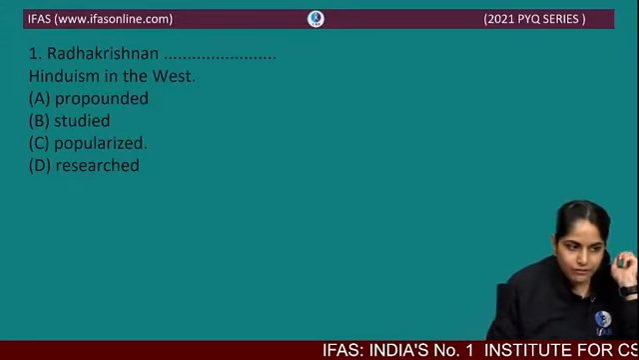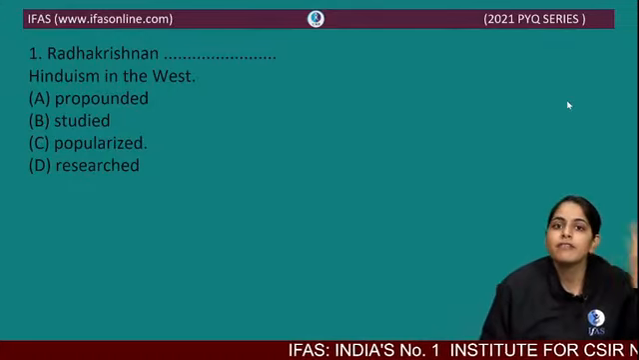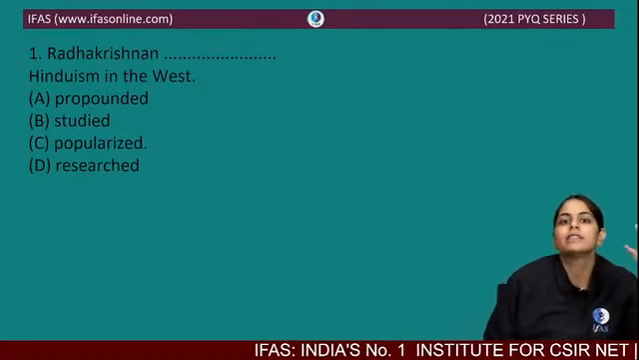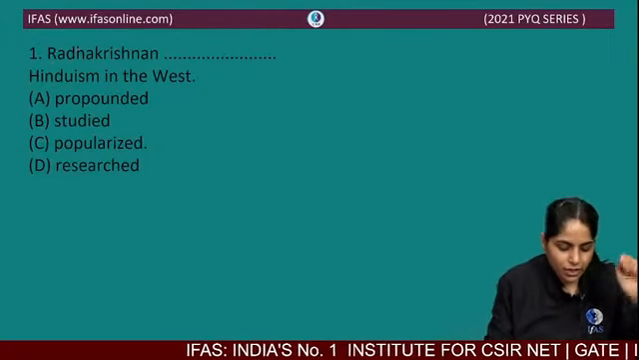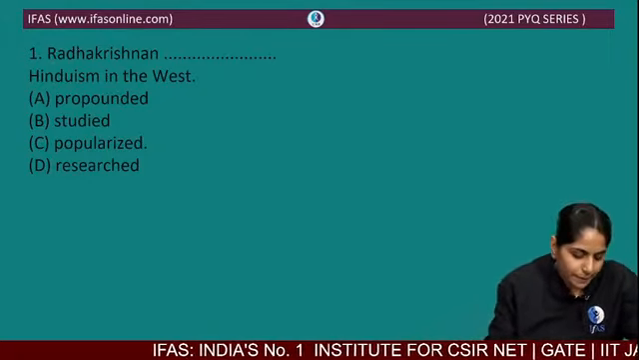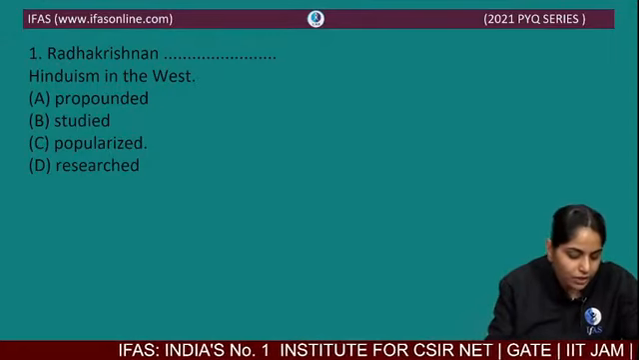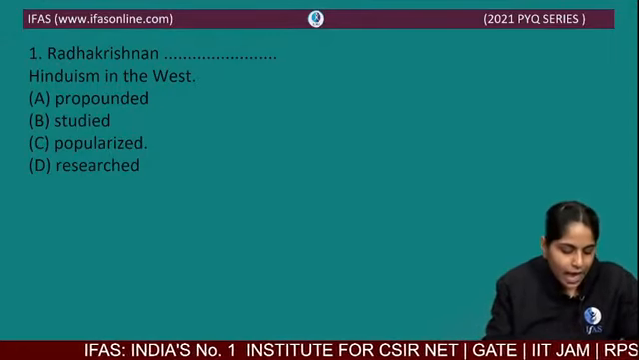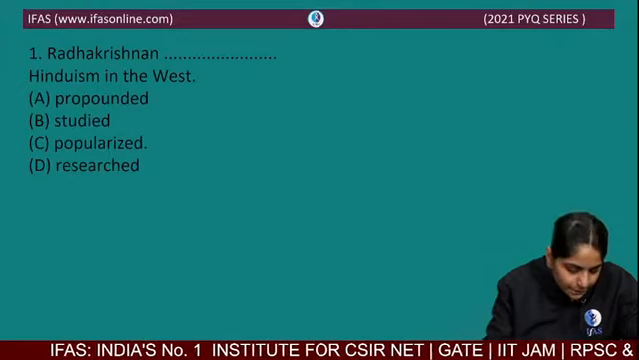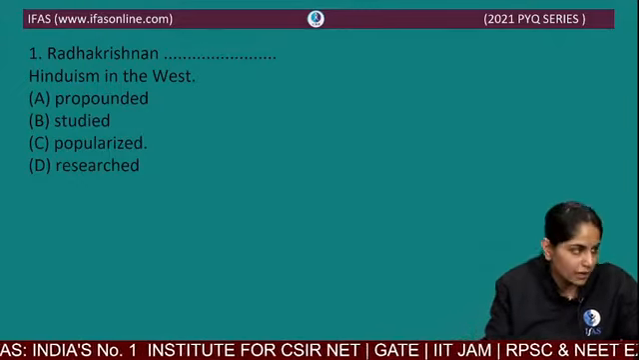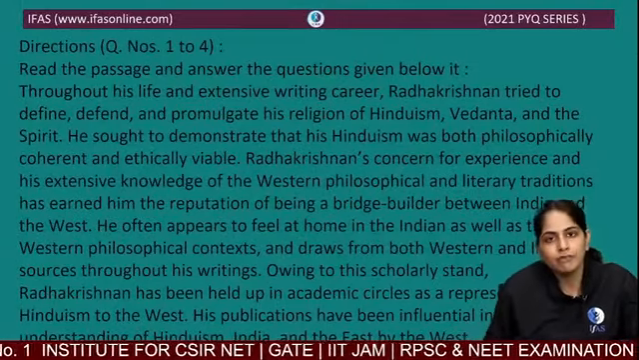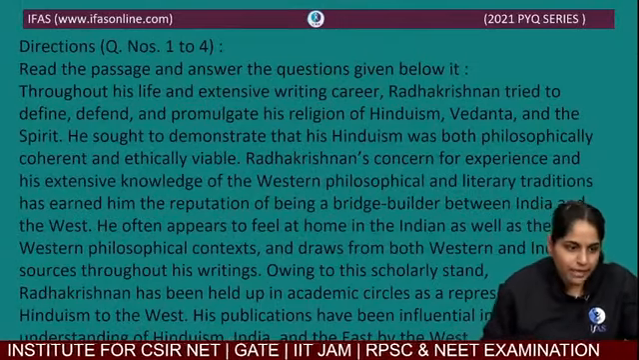So here is the question in front of us. With the help of the question we will be able to focus on the passage. Here you can see the first question: Radhakrishnan dash Hinduism in the West. The options are propounded, studied, popularized, or researched. Now we will pay attention to the passage, because we have to find the answer only from the passage.